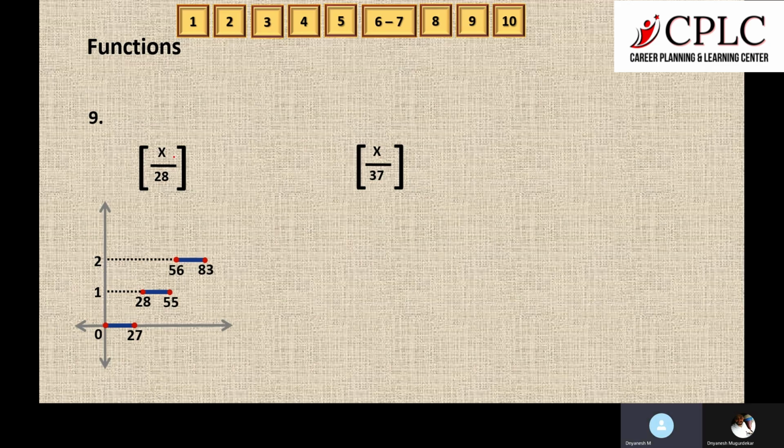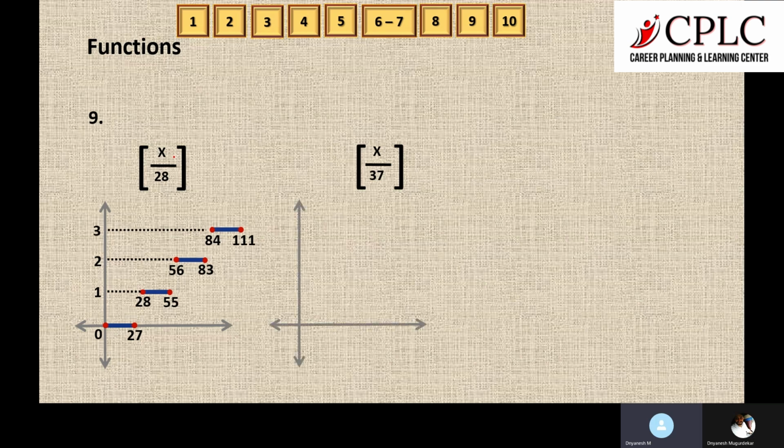It will become 3 when x is 84, and it will remain like that till 111. And it will become 4 at 112, and so on. If you understand this pattern, it automatically becomes easy for us to figure out the other one.